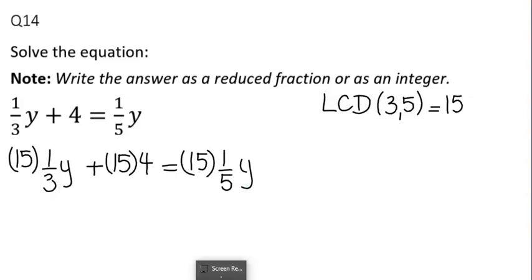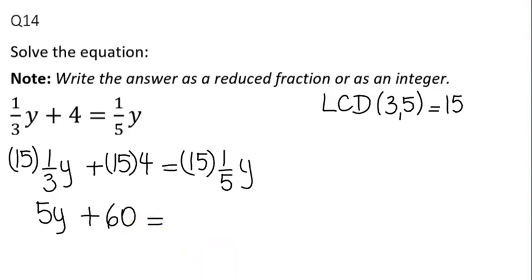What is 15 times 1/3? It's 15 over 3, right? What is 15 divided by 3? 5. So then I have a 5y here. Everything with me? Yes? 15 times 4. 60. Because 15 times 2 is 30. Then times 2 again, another 30. Then I have 60.